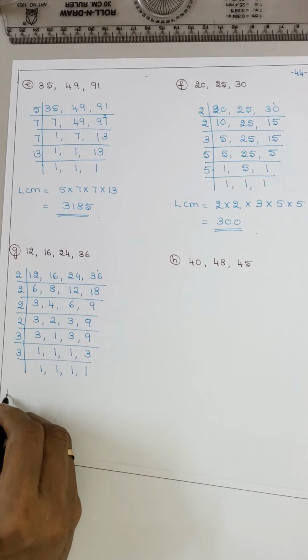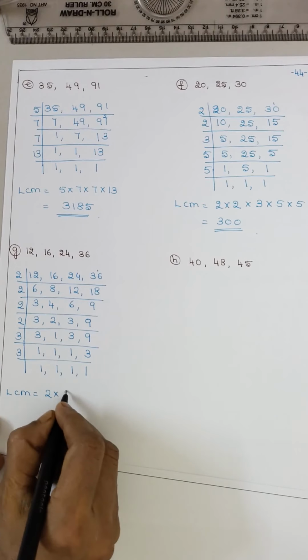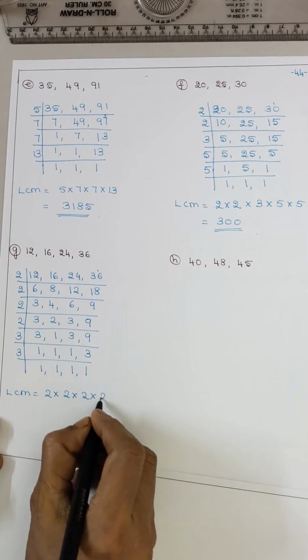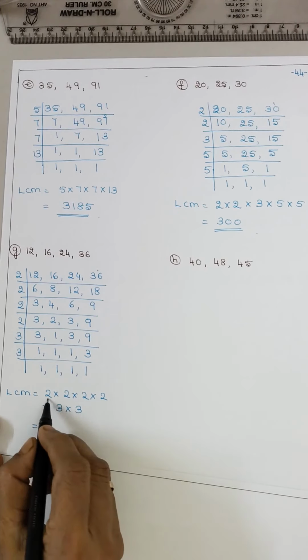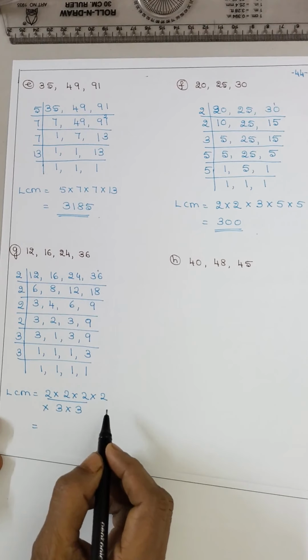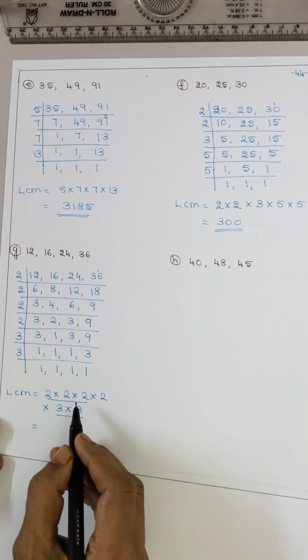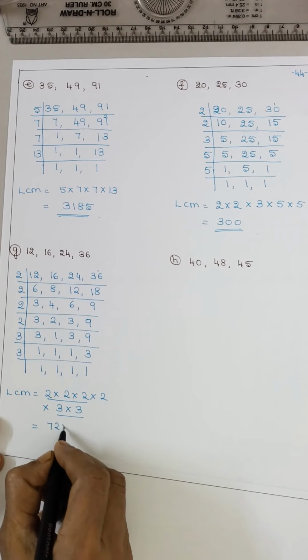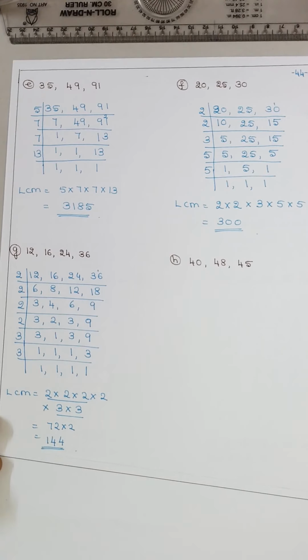Okay. So LCM is equal to 2, 2, 3, 3: 2 times, 2 times, 3 times 3. 2 2s are 4, 4 2s are 8, 3 3s are 9. 9 8s are 72. 72 into 2. It is 2 2s are 4, 2 7s are 14. Is it okay? Now coming to the last sum of this method.